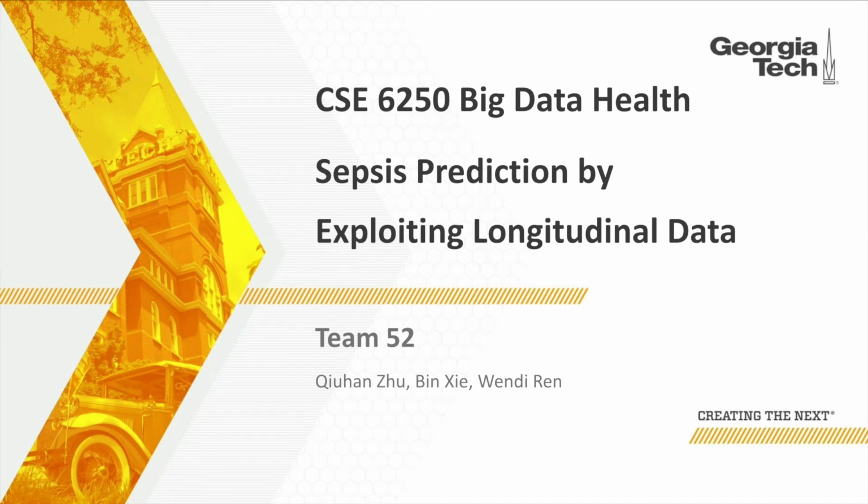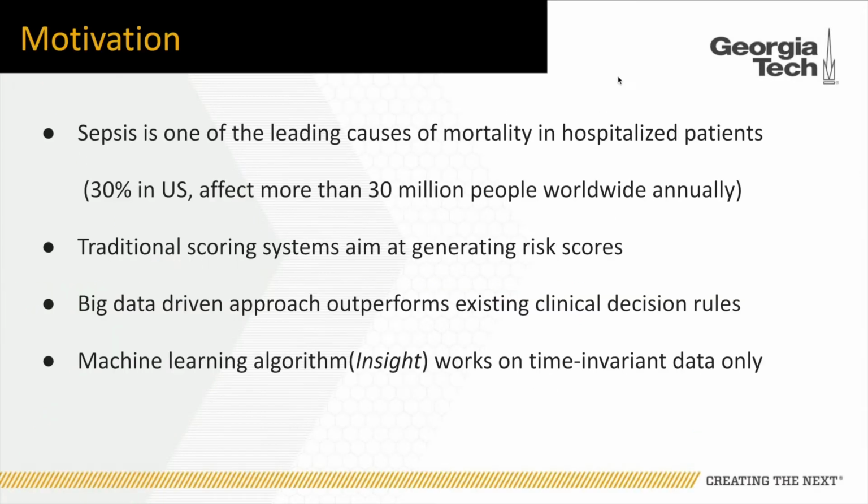This is Team 52. Our project topic is sepsis prediction by exploiting longitudinal data. Sepsis is one of the leading causes of mortality in hospitalized patients. Traditional scoring systems aiming at generating risk scores only take one-time laboratory records into account and do not track the trends of a patient's condition. Recently, big data-driven approaches have been applied to sepsis treatment, and it shows that the approach outperforms existing clinical decision rules.